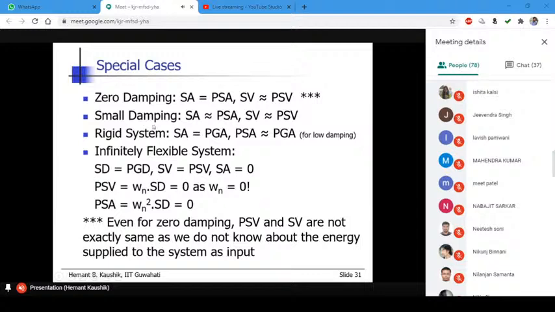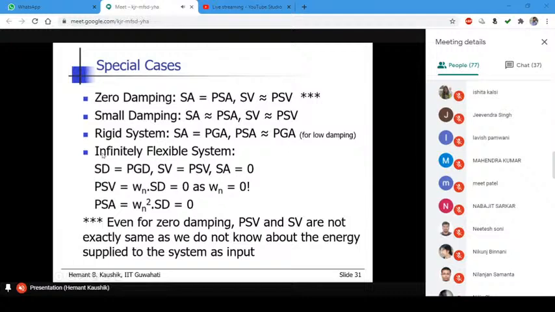But what is interesting is that for small damping values, spectral acceleration is more or less equal to PSA. Spectral velocity is also more or less equal to PSV. Now, small damping means what? The 5% damping is considered as small, right? So even for 5-7% damping, we can consider this as a very good assumption. For a rigid system, the spectral acceleration we already know is the peak ground acceleration, right? So for low damping, the pseudo-spectral acceleration is more or less equal to peak ground acceleration.